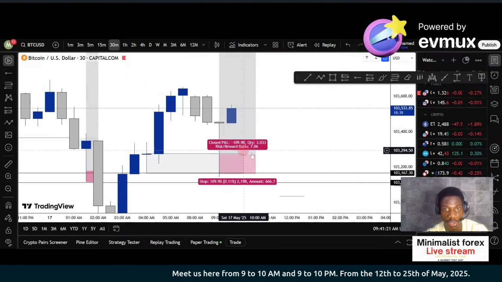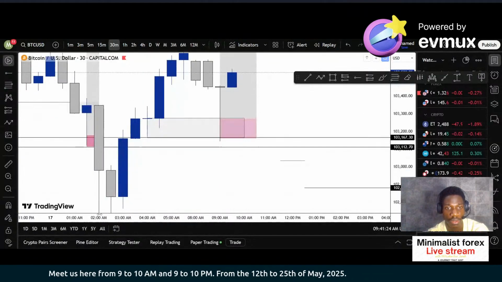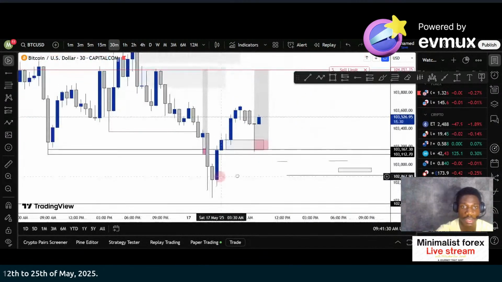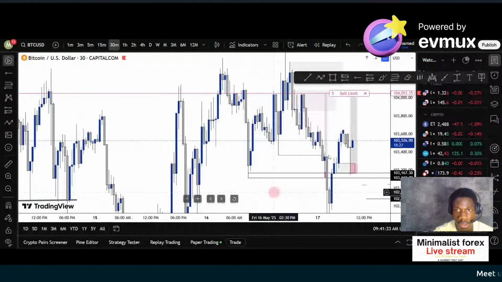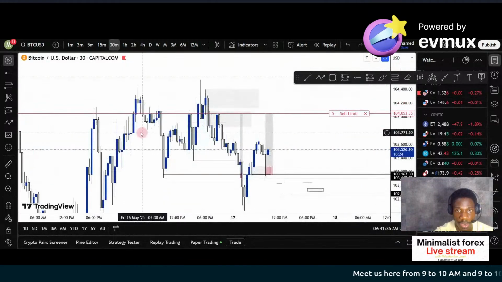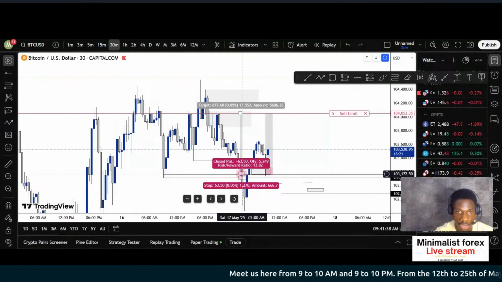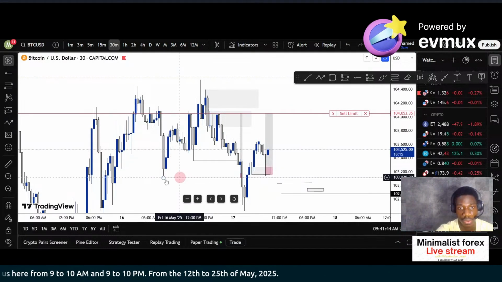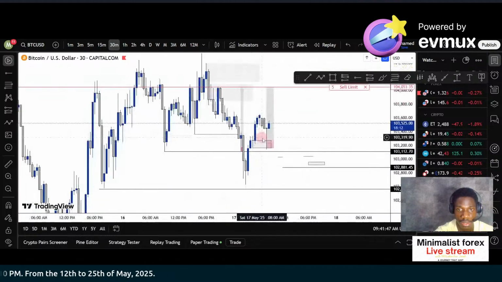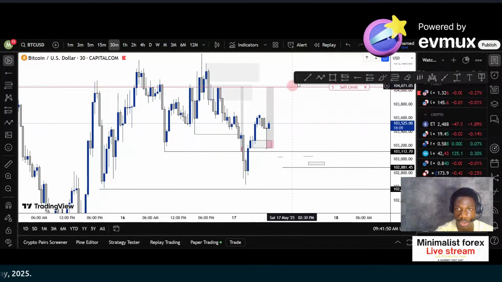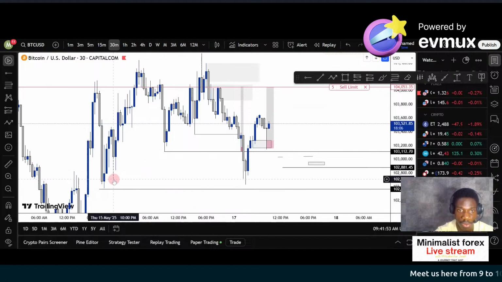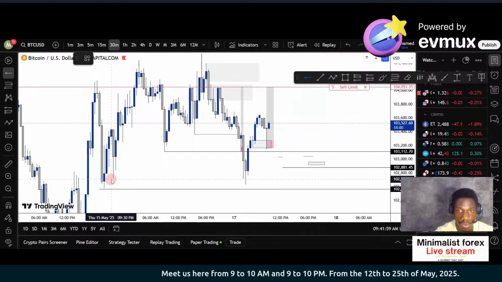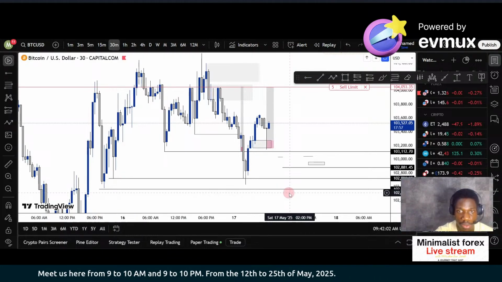So let me explain what happened here. This is Bitcoin, and this is the 30 minutes time frame. Price broke structure. Price broke this structure like this. It just took out this low. Let me remove this. Took out this low like this, and then as you can see, it tapped liquidity here. If you look at this low, price took it out without touching this other low.